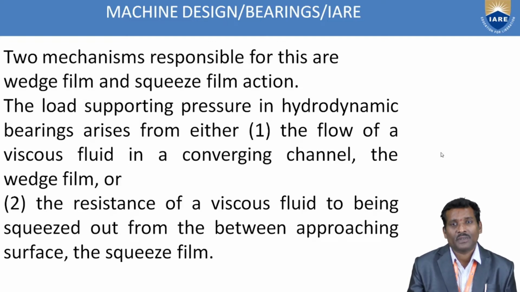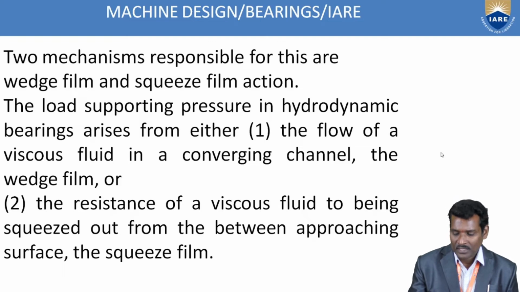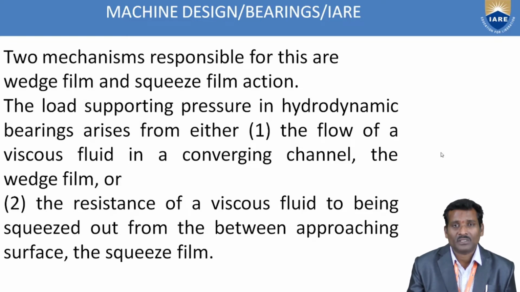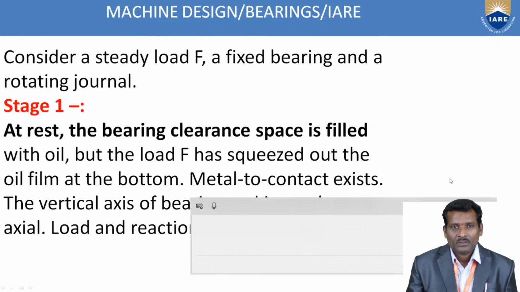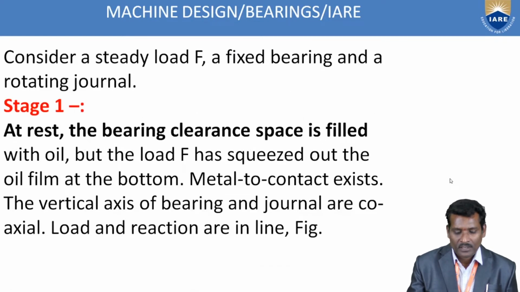This is also called a wedge film. The second mechanism is the resistance of the viscous fluid to being squeezed out from between these two surfaces. Whenever a radial load acts on this bearing, the initial lubricant is squeezed out. Here consider a steady load, that is, a radial load.